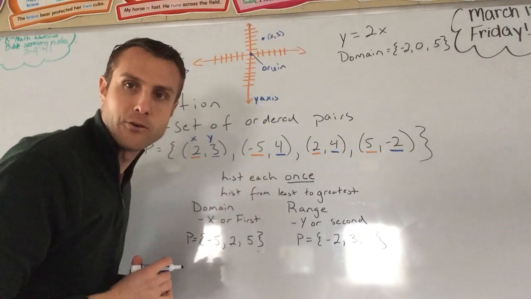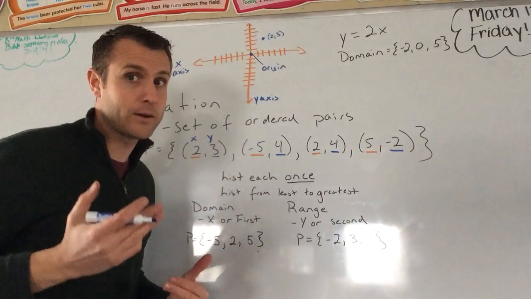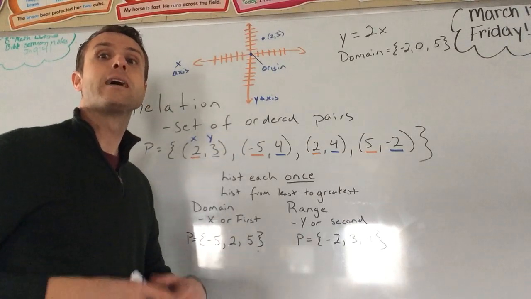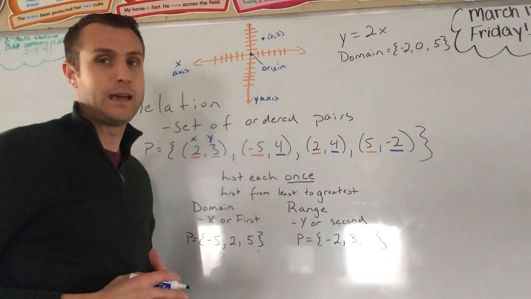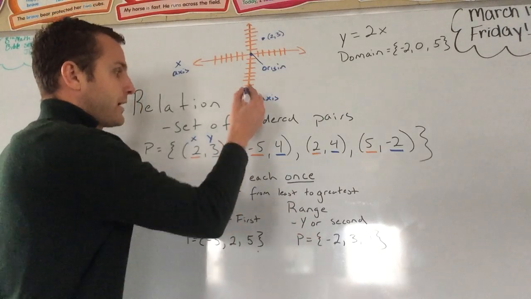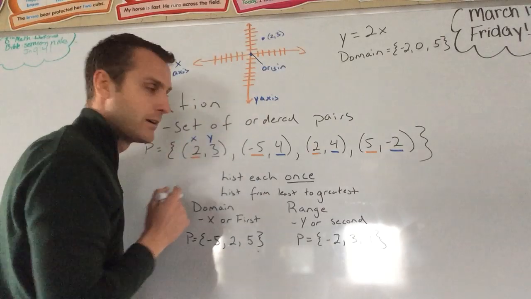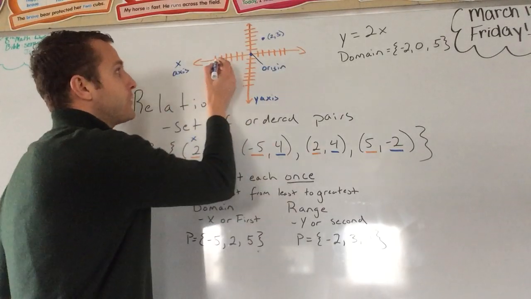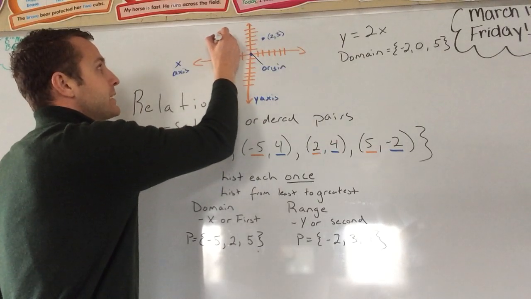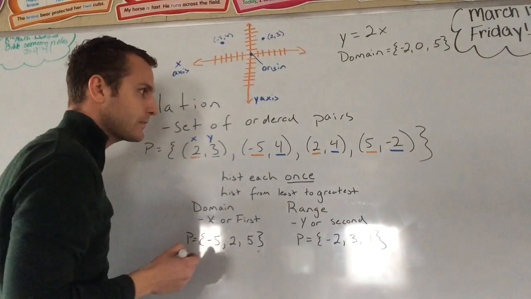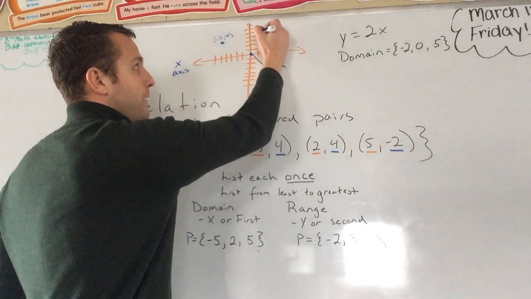How about negative 5, 4? Again, I start at my origin. Look at my first number. Is it left or right or up or down? It's going to be left or right. If it's negative, does it go left or right? Negative is going to go left. So starting at the origin, I'm going to go 5 to the left. 1, 2, 3, 4, 5. Second number is positive 4. That means I go 4 up from this point. 1, 2, 3, 4. So this is point negative 5, 4. Next, 2, 4. Again, right 2, up 4.